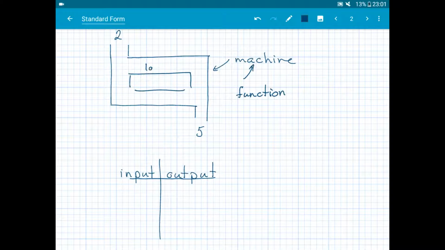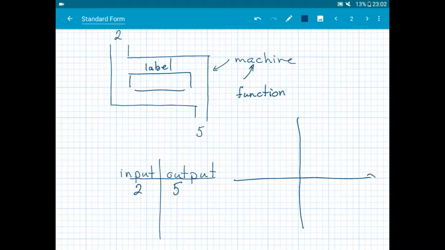So this is just going to be our label. And the label will tell us the rule that takes inputs and changes them to outputs. So I can take my 2 and 5 and I can just write them in an input-output table like this. And then if I wanted to summarize this, there's a bunch of different ways I could do that. One way is with a graph.